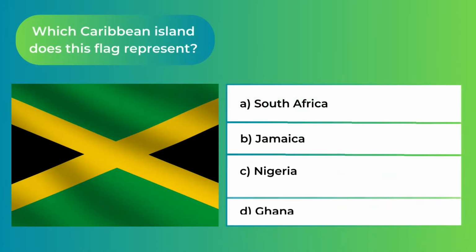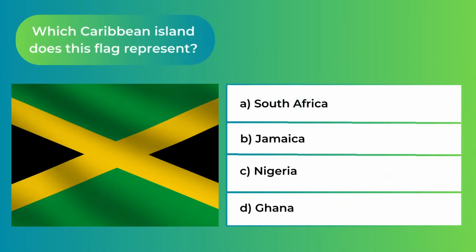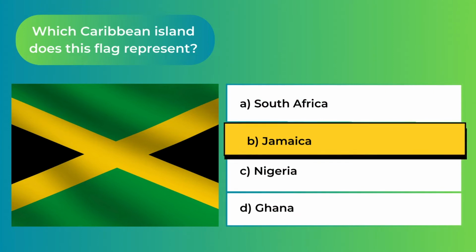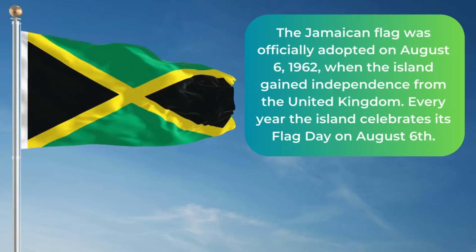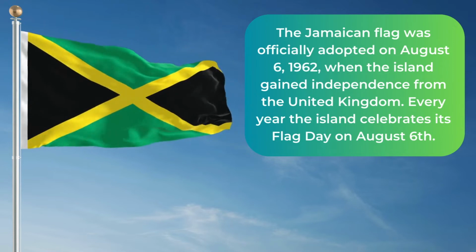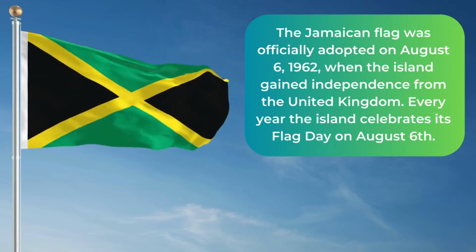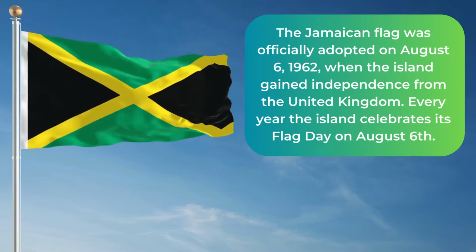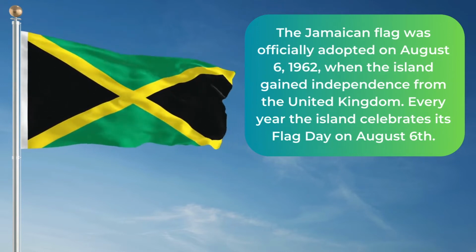Which Caribbean island does this flag represent? The answer is B, Jamaica. The Jamaican flag was officially adopted on August 6, 1962, when the island gained independence from the United Kingdom. Every year the island celebrates its Flag Day on August 6th.